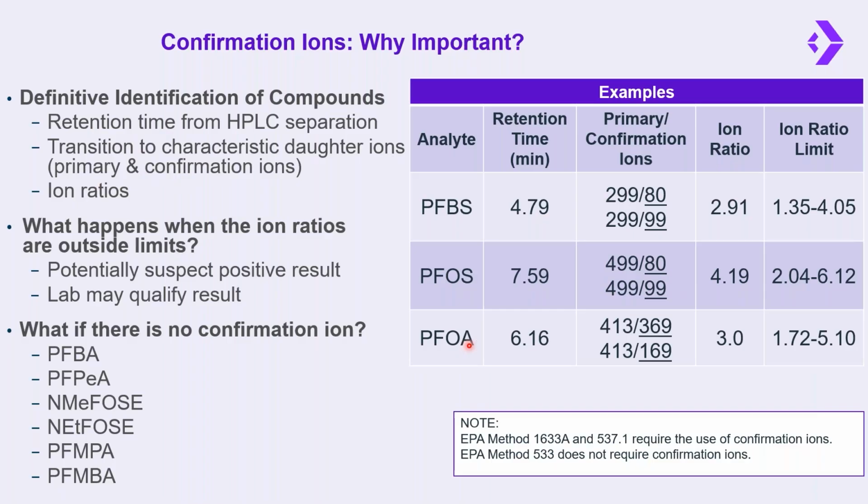And finally, on the bottom here, you can see that the 2 heavily used methods, so EPA 1633 for non-potable water and soil sediment, and EPA 537.1 for drinking water, require the lab to use these confirmation ions for positive identification of PFAS. EPA method 533, which is an isotope dilution method for drinking water, like EPA 1633, does not require the use of confirmation ions for any PFAS chemicals, so keep that in mind.